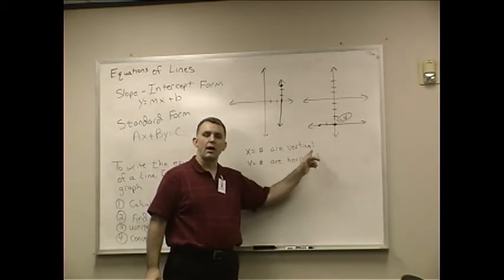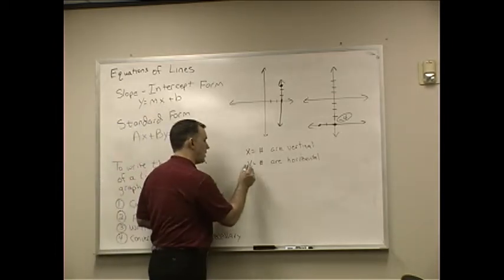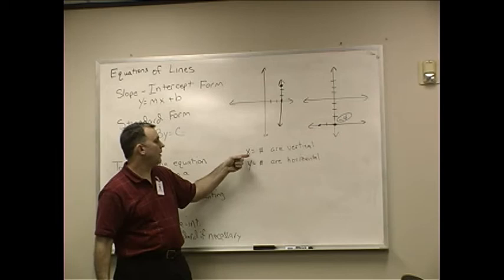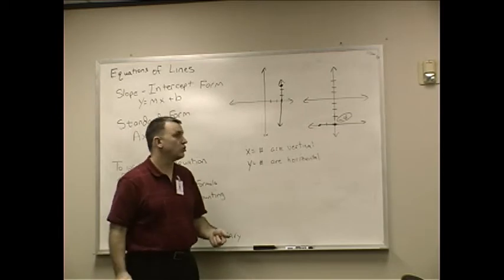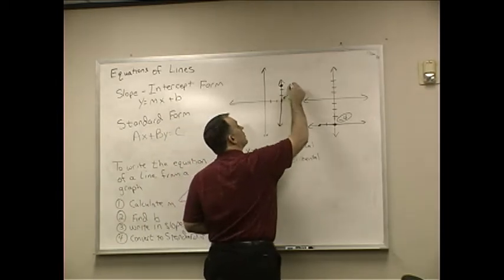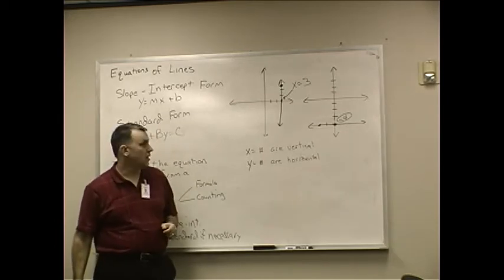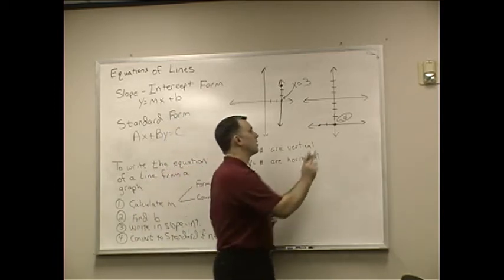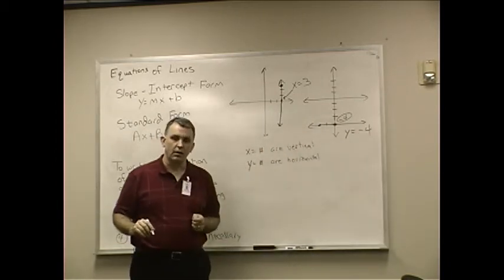X equals a number lines are vertical. It was something I told you to memorize before. I also told you to memorize that y equals a number lines are horizontal. So if x equals a number lines are vertical, to find the equation of the line we just need to look at where it goes through the x-axis. This one happens to go through the x-axis at 3, so the equation of this line is x equals 3. This one goes through the x-axis at -4. So hence, the equation of this line is y equals -4.